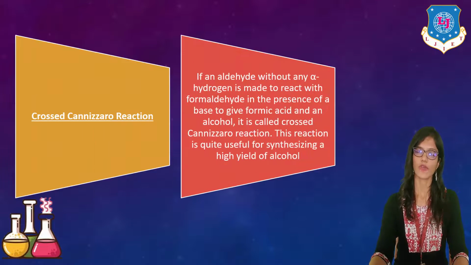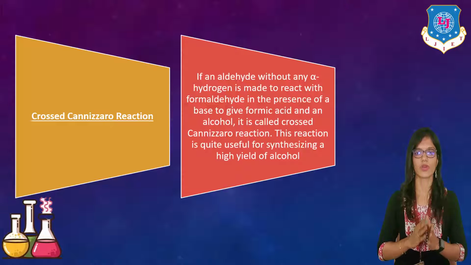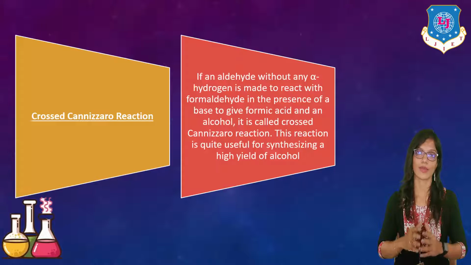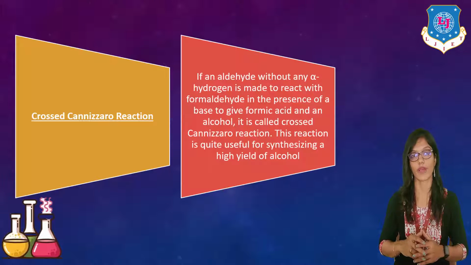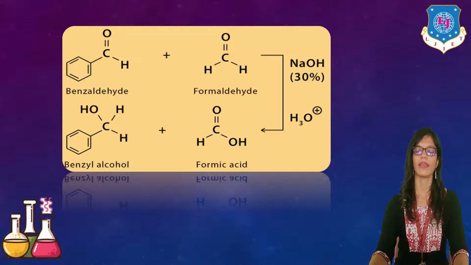Now there are certain types of Cannizzaro reactions, of which the first one is the crossed Cannizzaro reaction. If an aldehyde without any alpha hydrogen is made to react with formaldehyde in the presence of base to give formic acid and an alcohol, it is called the cross Cannizzaro reaction. This reaction is quite useful for synthesizing a high yield of alcohol. As you can see in the image, benzaldehyde reacts with formaldehyde in the presence of 30% NaOH and H3O+, giving formic acid and benzyl alcohol.